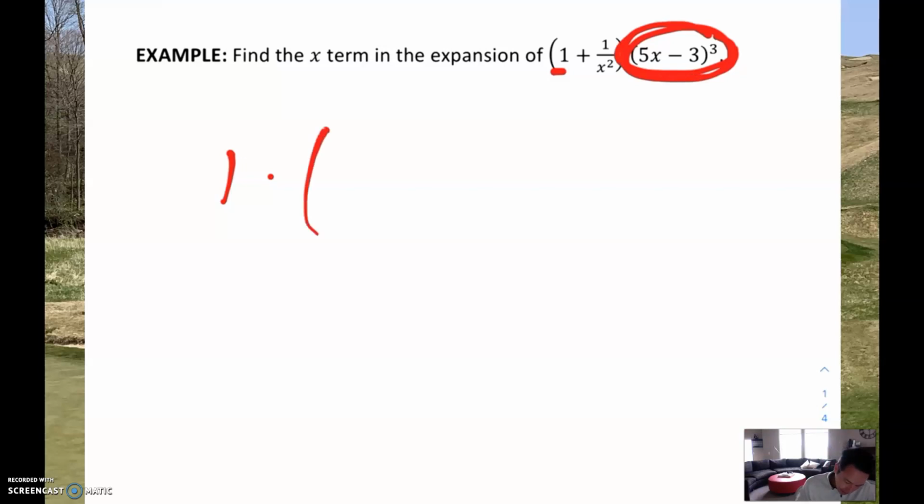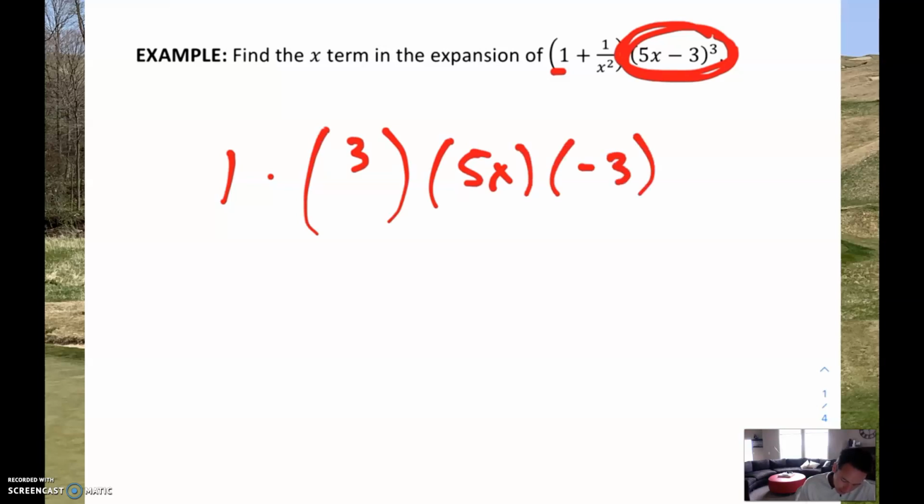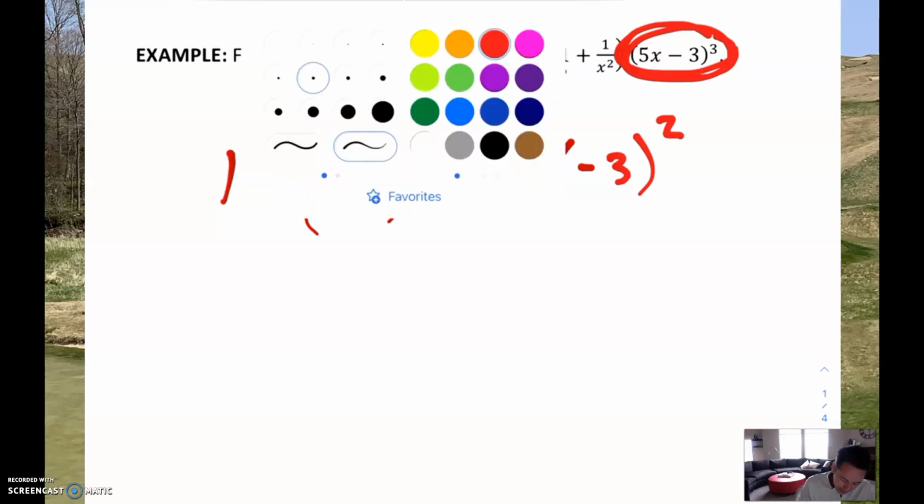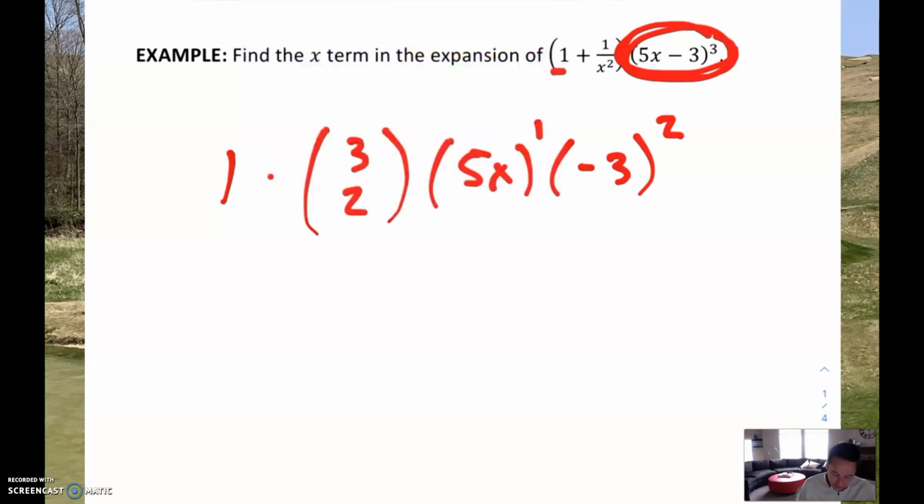So let's go ahead and do 3 choose something. And we have 5x, and we have negative 3. So you'll notice that 1 did not have any variables on it. So in order for the x term, I just need this to be x to the 1st. We put a 1 there. This becomes a 2. And if that's a 2, then this is a 2. So I know that when I multiply all of this out, it would become x to the 1st, which is just an x.